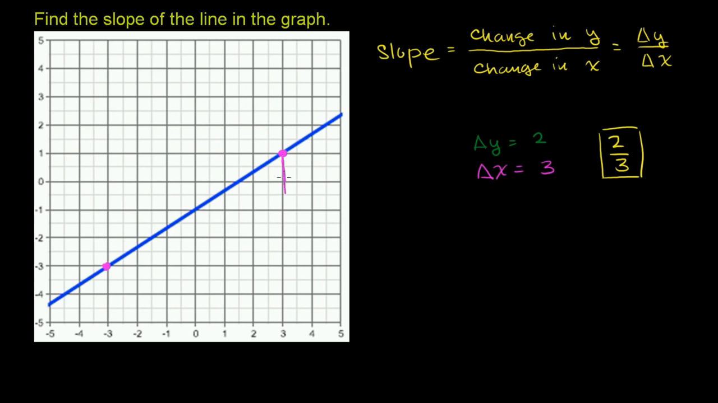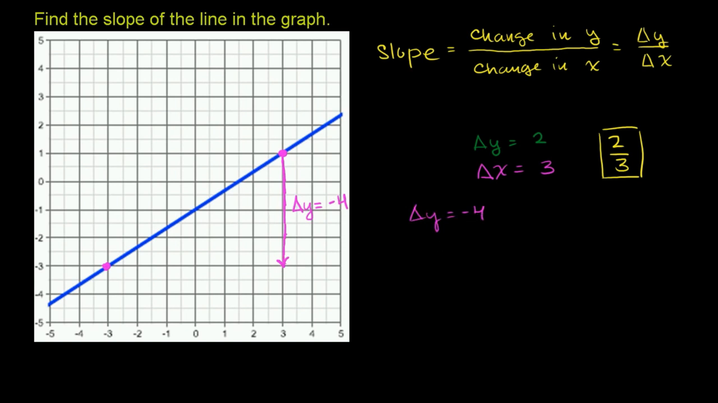I am going down by how many units? 1, 2, 3, 4 units. So my change in y in this example is -4. I went from 1 to -3. That's -4. That's my change in y. Change in y is equal to -4.